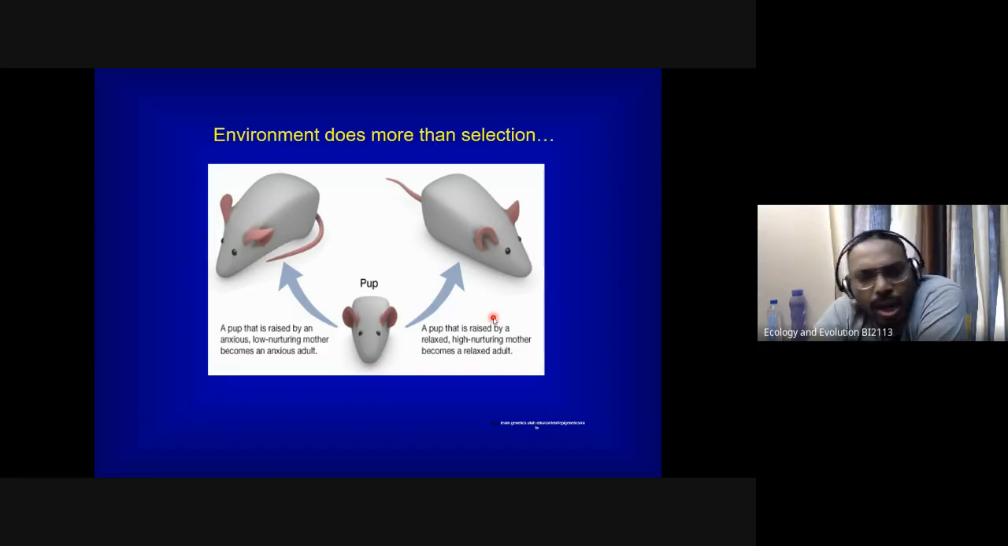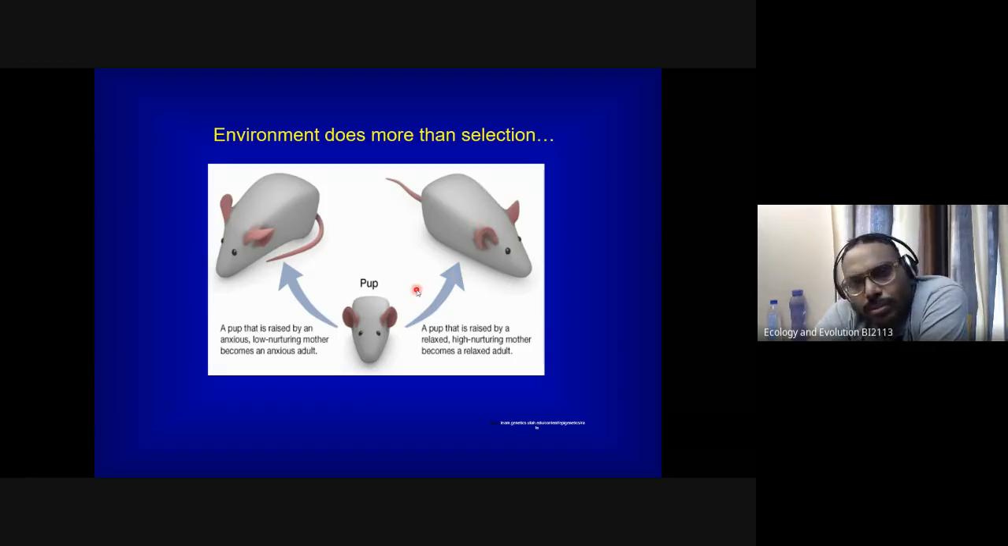Okay. Now, obviously, if you get a scenario like this, then there are two ways in which this can happen. One way is that there is some genetic component. So mothers which are anxious and low nurturing themselves, they pass some gene to their pup, and that gene is what ends up making them anxious. On the other hand, if you have these high nurturing mothers, they pass a high nurturing gene.